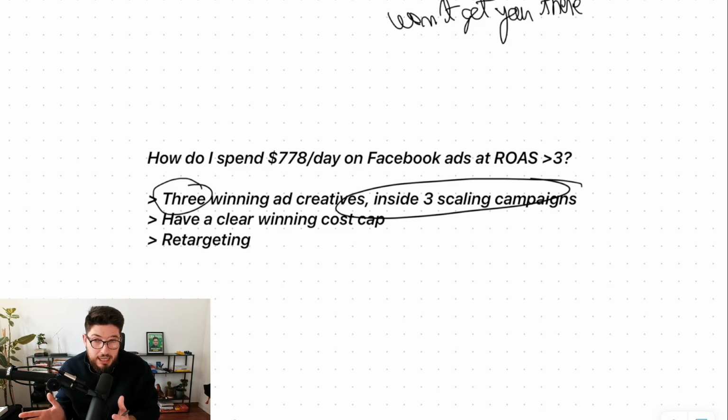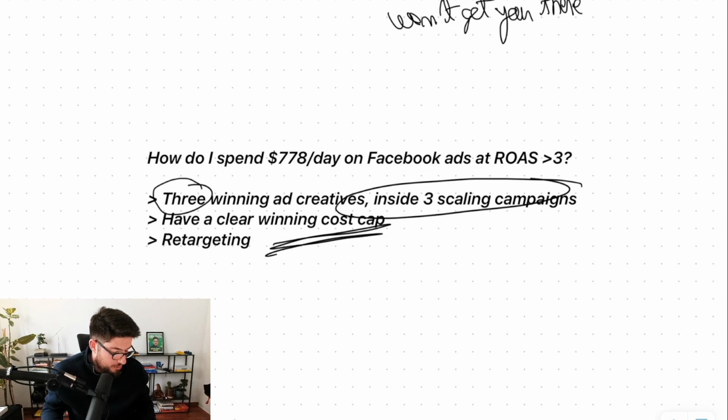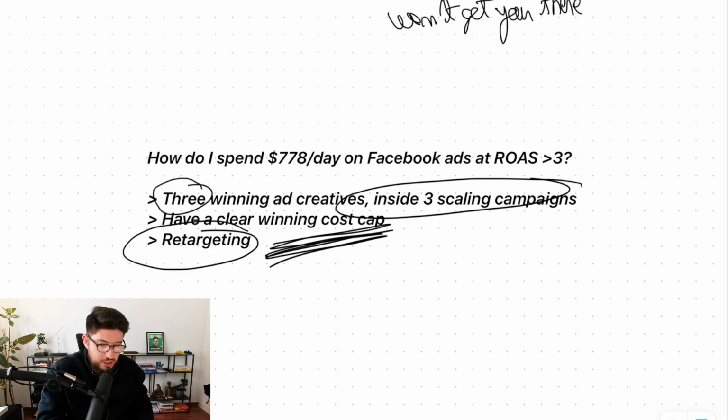This is not ideal at scale, but to spend 700 per day for the first time, you can just do it with that. Have a clear winning cost cap. I would emphasize the importance of manual bidding to scale budget on Facebook ads. And then introduce a little bit of retargeting already. Once you're past 500 a day, you should be retargeting. With this, you can go to 700 a day.